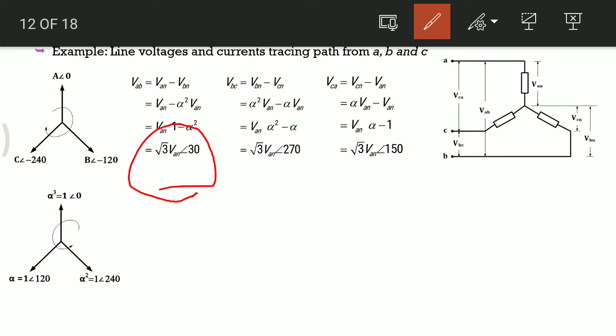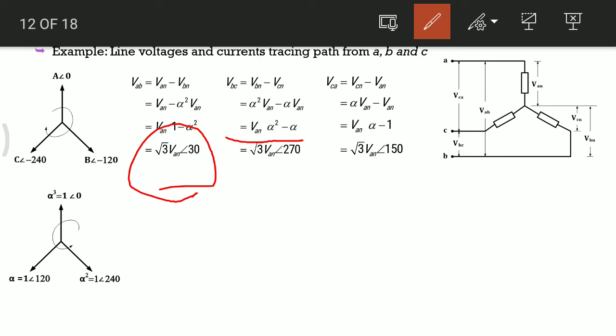Here you can see VAN times alpha square minus alpha. After this, you can again put the values of alpha square and alpha in rectangular terms. After putting the rectangular values, do the mathematical calculation, and you will get the value in rectangular form first. Then you have to convert this rectangular value into polar value. So at the end you will get root 3 VAN at an angle of 270 degrees.